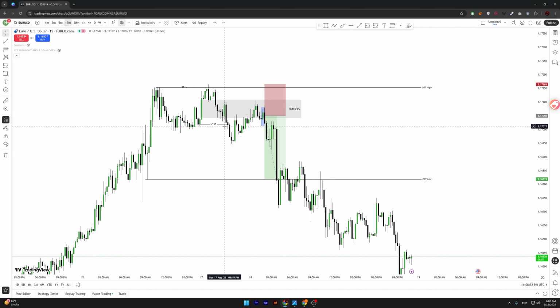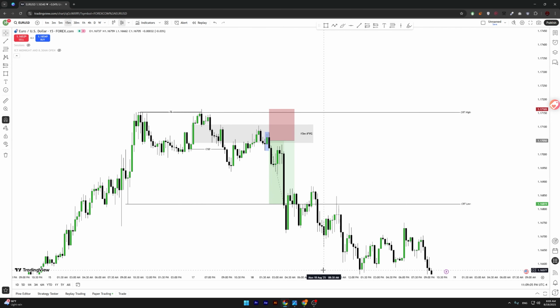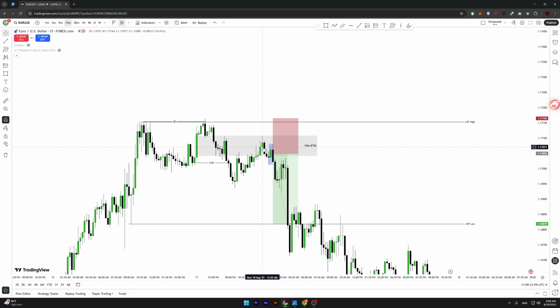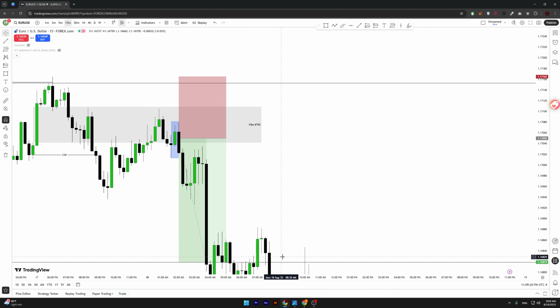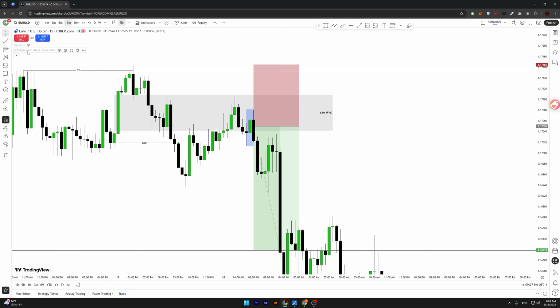After CISD is printed, your first entry must be here, but I was not available at this time. I was in college, but when I opened this chart in college, the price was moving around here. Price was creating this Judas swing. So price rejected from this 15-minute order block with a clear FEG, and as you can see, price also created IFEG here. So this was a high confirmation that price will move down in the London session.